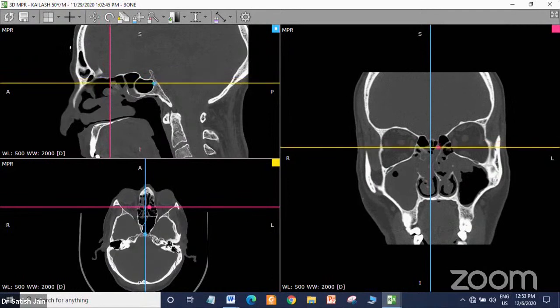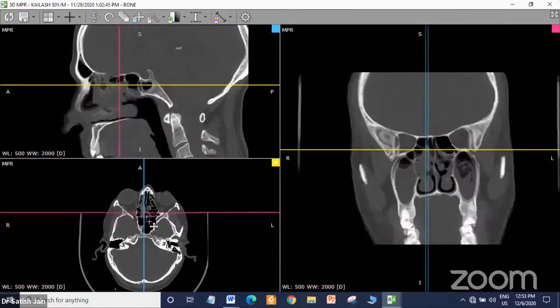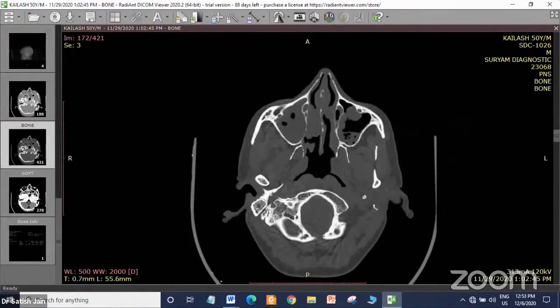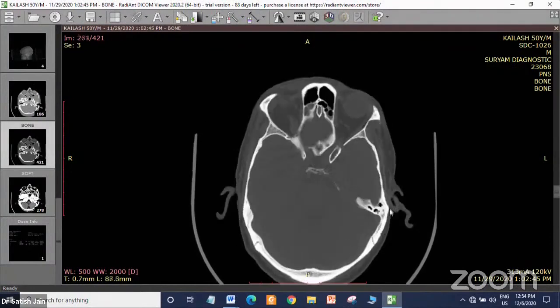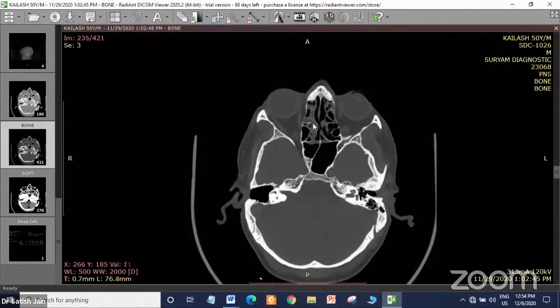Suppose you want to measure the distance from the anterior wall of the sphenoid to the posterior wall. See this? Let me, any distance. Suppose the sphenoid sinus, I can measure the distance. There is a scale. Angles, distances, anything you can do.